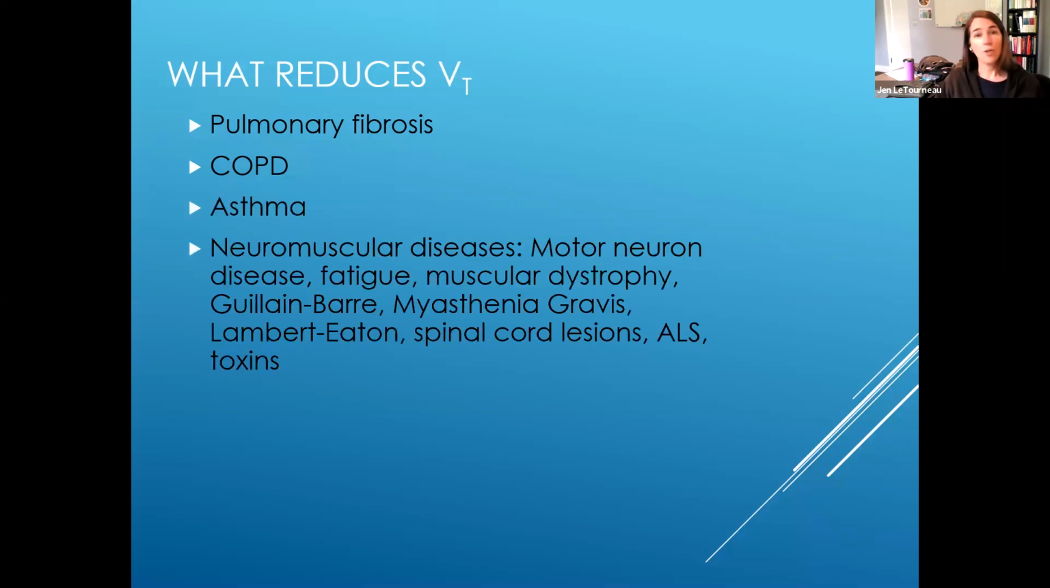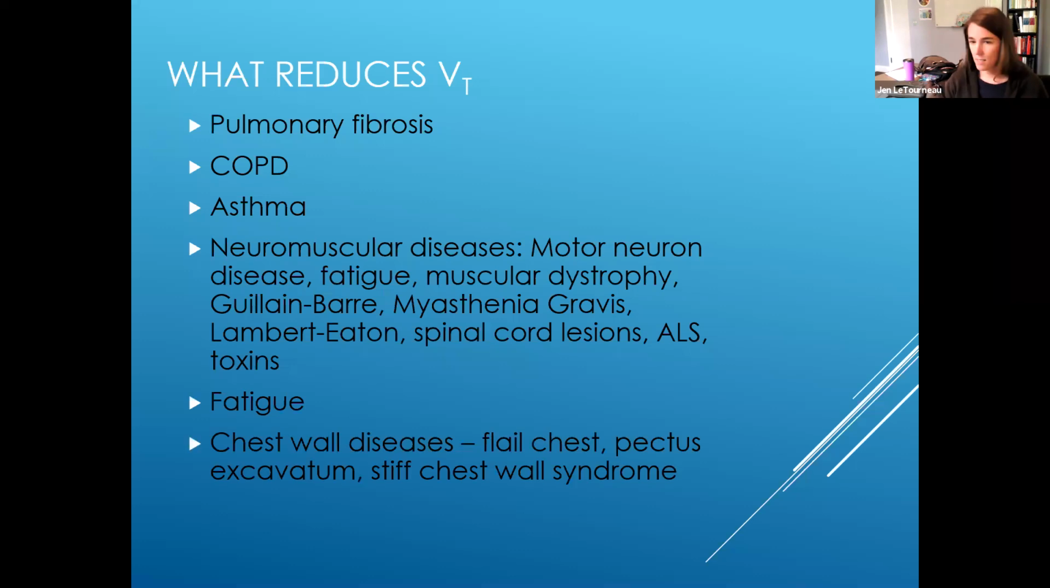Asthma, neuromuscular diseases, right? So thinking about motor neuron disease, just fatigue, people tiring out will reduce their tidal volume. Muscular dystrophy, Guillain-Barré, myasthenia gravis, Lambert-Eaton, spinal cord lesions, ALS, and then certain toxins. All of these things will make it so you can't expand your lungs as much because your muscles can't actually do their job to create that negative pressure in the thorax.